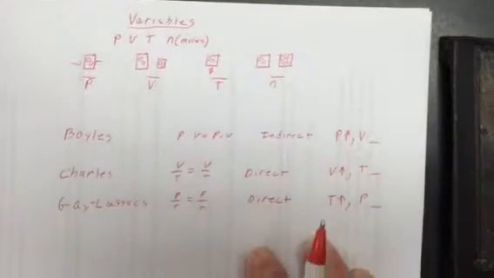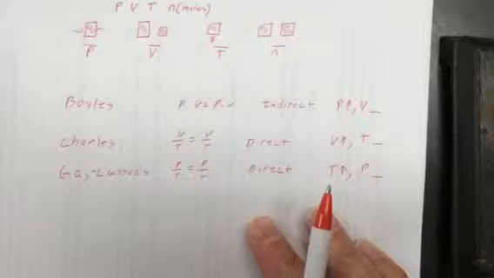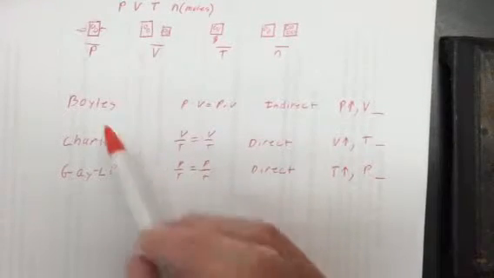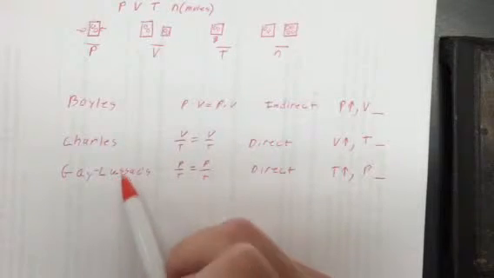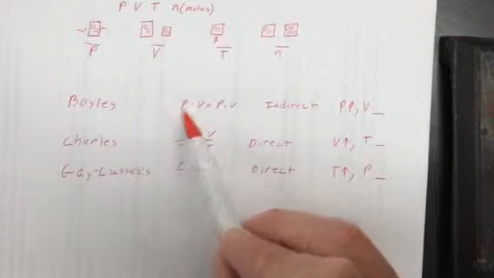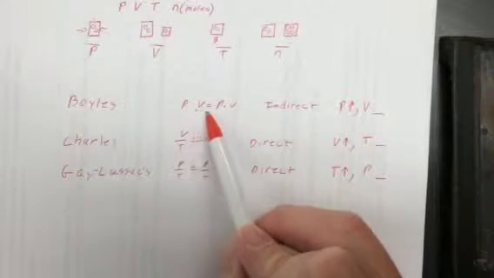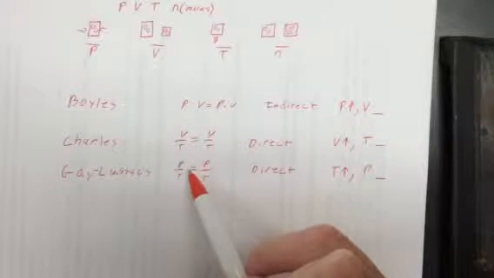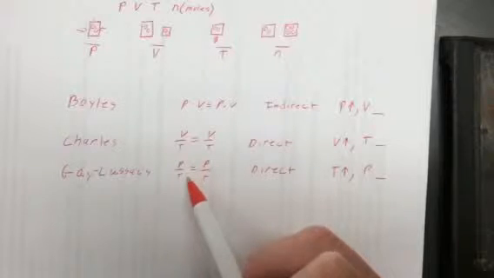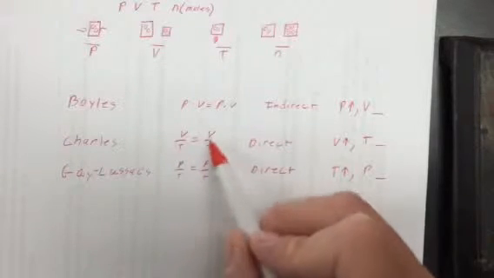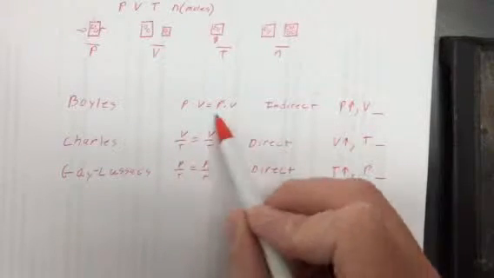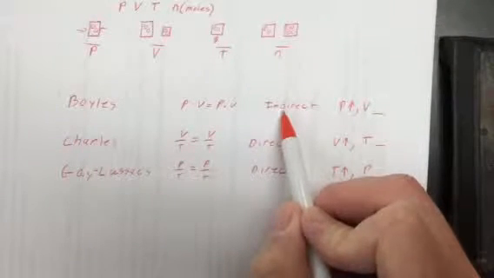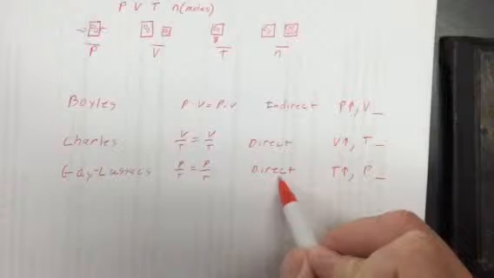Now, for our equations, we have the equations that involve the variables. You're going to write these in a second, but I'm just going to talk about them. We have Boyle's, Charles, and Gay-Lussac. Boyle's law is going to involve pressure and volume. Charles is volume and temperature, and Gay-Lussac is pressure and temperature. Now, notice how the equations are set up. The way they're set up, this makes Boyle's indirect, and the other two are direct.